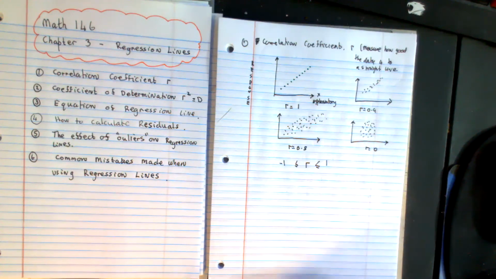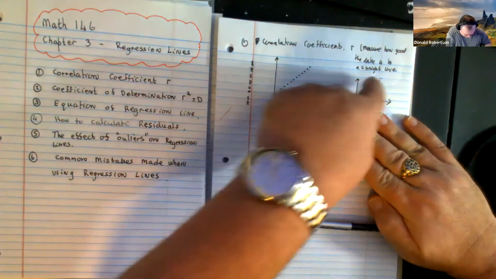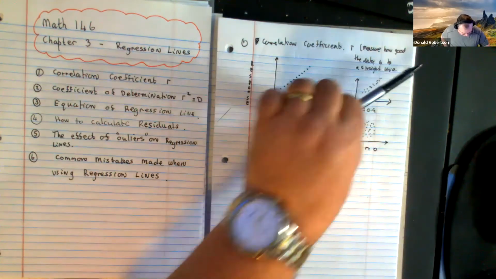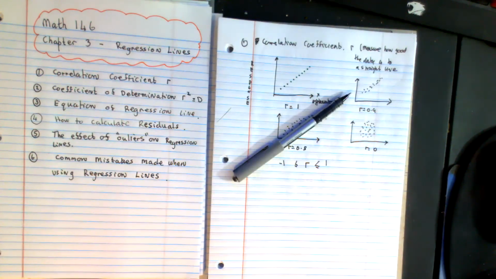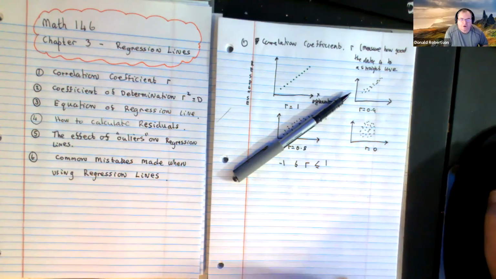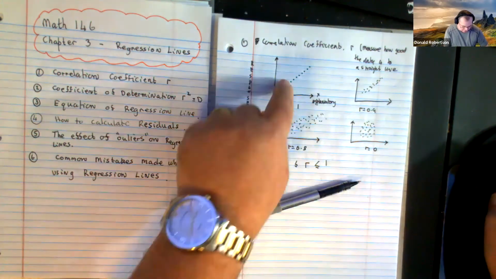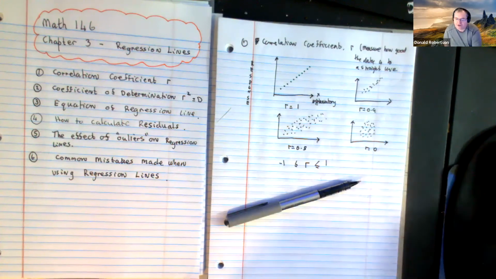Have you noticed that all three of these have positive slopes? When the correlation is positive, not only do you know how good a fit it is, but you also know that it's positive slope.